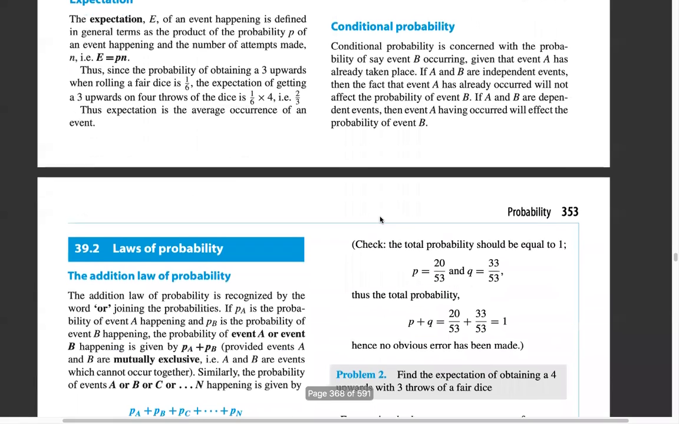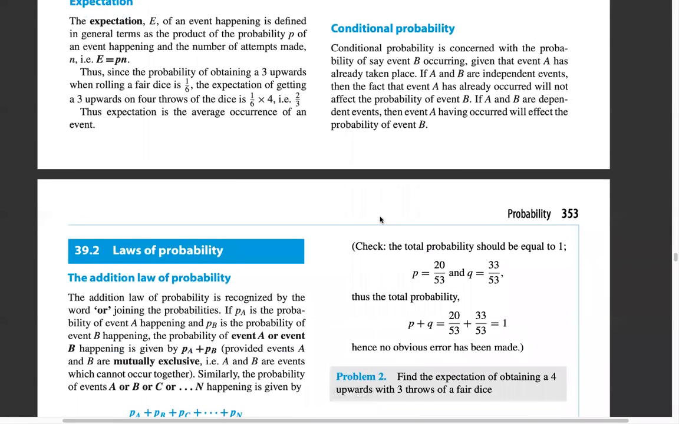We have conditional probability, which is concerned with the probability of one event happening given that another event happened. Again, the example with the ball: what is the chance that on your second draw you get a red ball, given that the first time you got a red ball? It's questions like that. For dependent events, we have conditional probability because the probability of one event depends on what happened in the previous event.